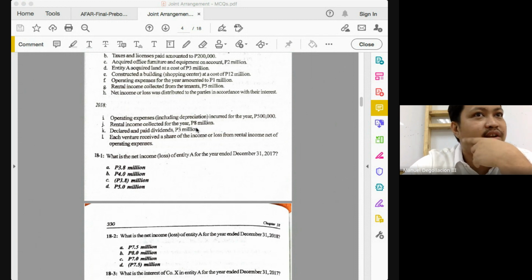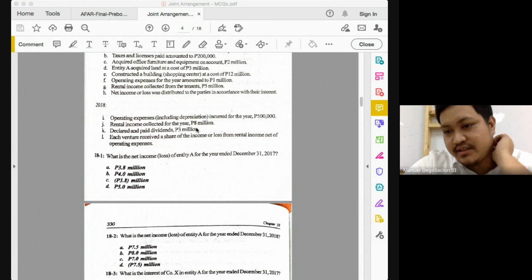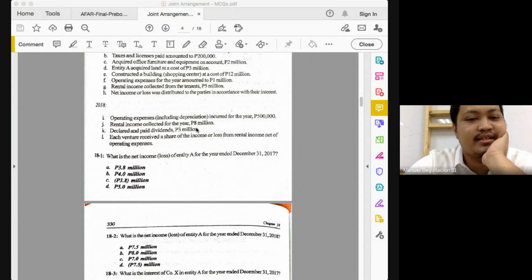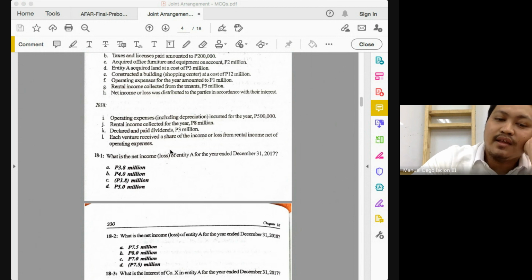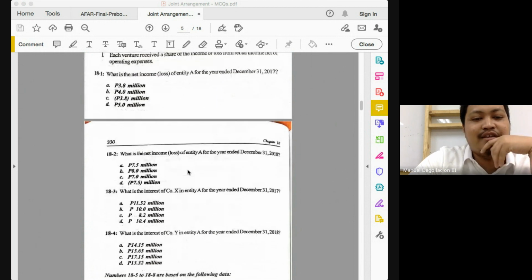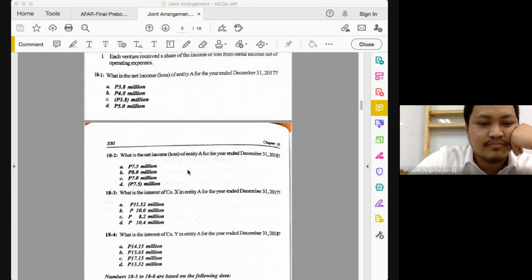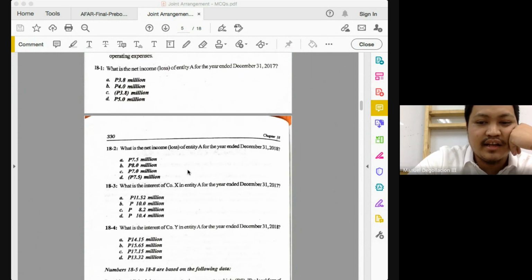And what will it do to the investment account? Will it increase or decrease? Increase. So you add that with the 10 million, the investment balance of Company X in entity A would be how much? 11,520,000.